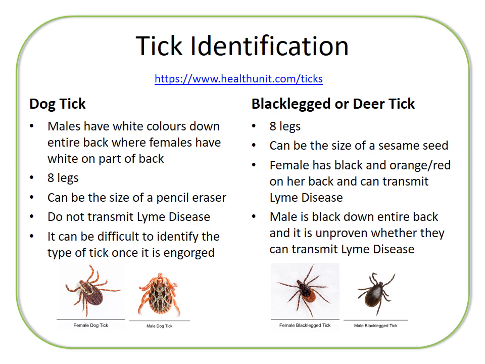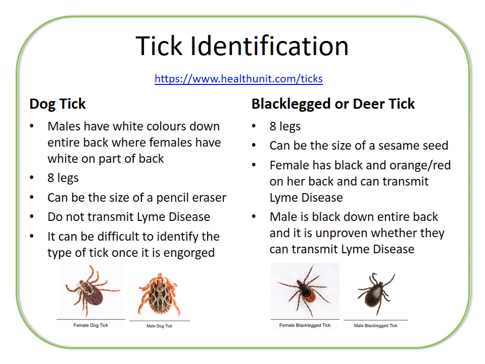The two most common types of ticks we see are dog ticks and black-legged or deer ticks. There are a few distinguishing features between the two types of ticks, including color and size, but please be aware it can be very difficult to identify the type of tick you have removed once it has been engorged. Both of these types of ticks have 8 legs.